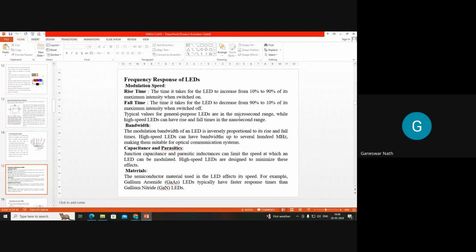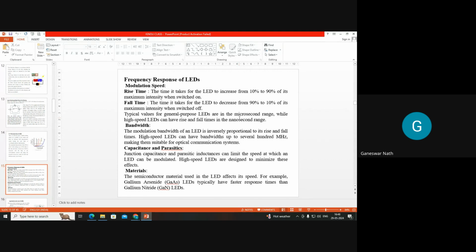So the LED's power output goes from 10% to 90%. We call it the rise time. The fall time is the time it takes for the LED to decrease from 90% to 10% of its maximum intensity when switched off. So in both cases, we have the rise time and the fall time, and these occur in the LED.